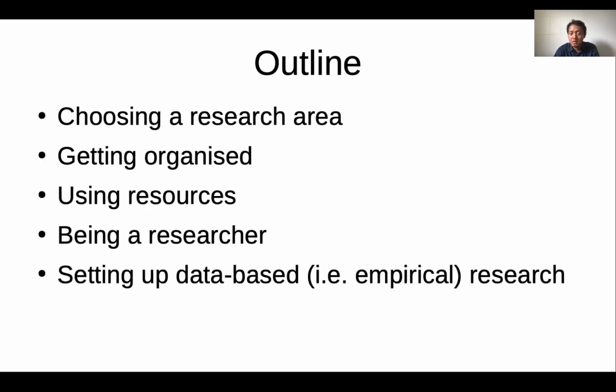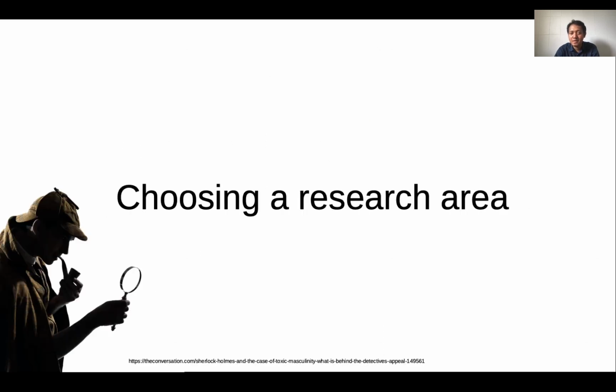So here is the outline of this talk: choosing a research area, how you can get organized, how you could use resources to help with your project, what it means to be a researcher, and how you could set up a database for empirical research. And I intend to split these points into several clips so that it is easier for you to follow along and jump around the points here. So I'll start with point number 1.